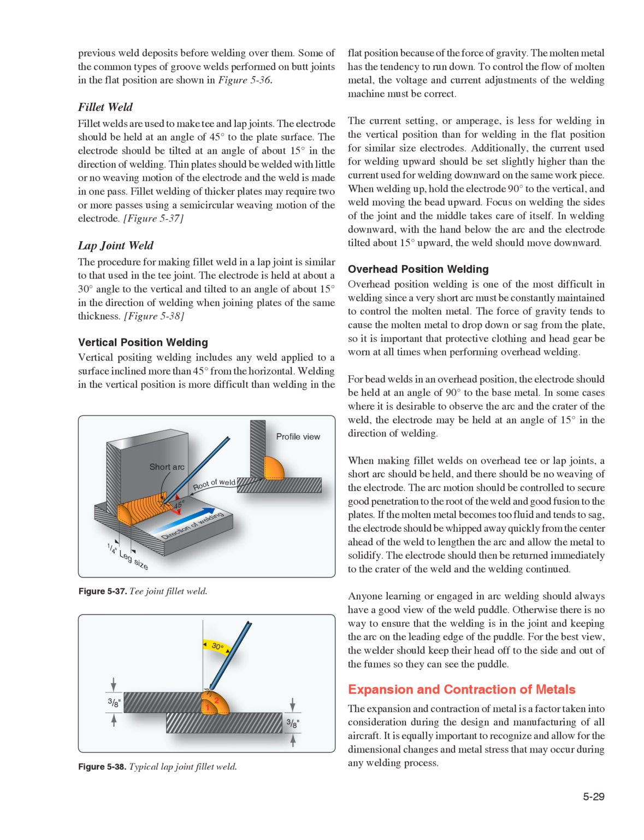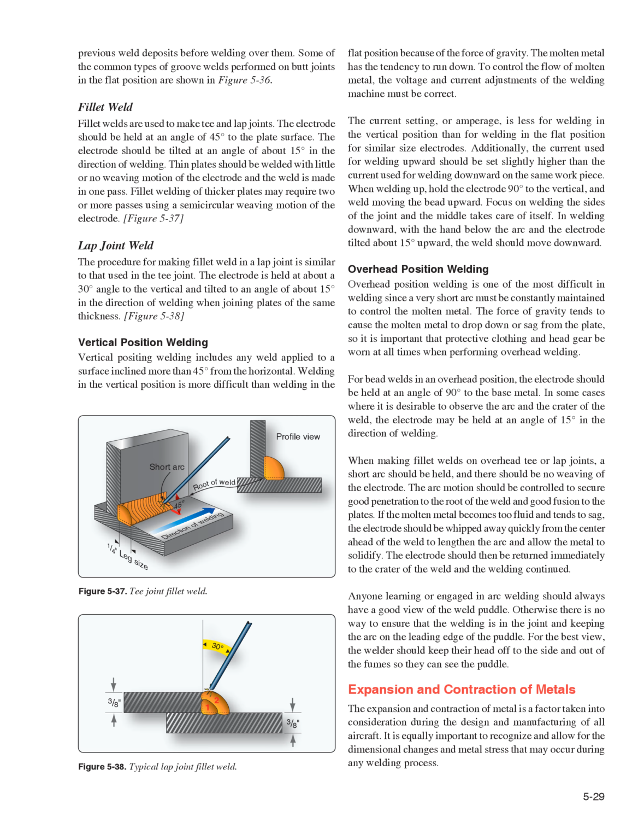When making fillet welds on overhead T or lap joints, a short arc should be held, and there should be no weaving of the electrode. The arc motion should be controlled to secure good penetration to the root of the weld and good fusion to the plates. If the molten metal becomes too fluid and tends to sag, the electrode should be whipped away quickly from the center ahead of the weld to lengthen the arc and allow the metal to solidify. The electrode should then be returned immediately to the crater of the weld, and the welding continued.